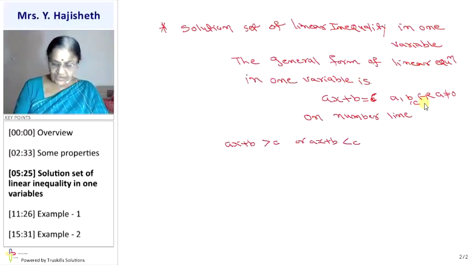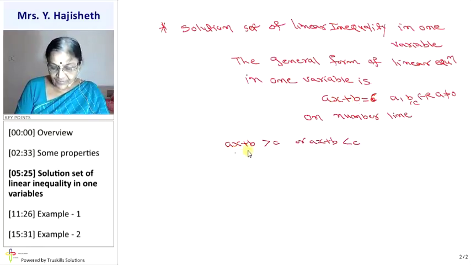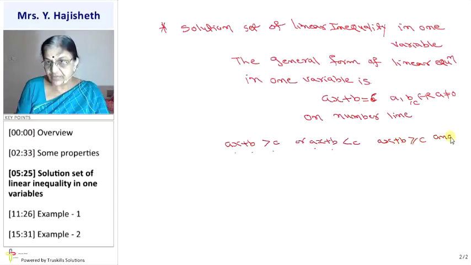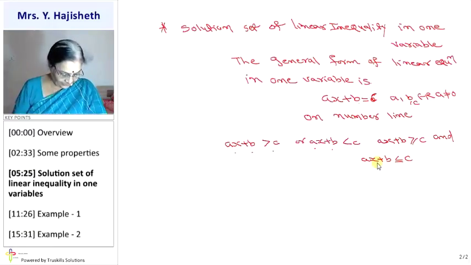So linear inequalities, linear inequation, how many linear inequations I can form with the help of this linear equation in one variable? It can be ax plus b greater than c, ax plus b less than c, ax plus b greater than or equal to c, and ax plus b less than or equal to c. 4 types of linear inequation in one variable are available. Now how to plot their graph?